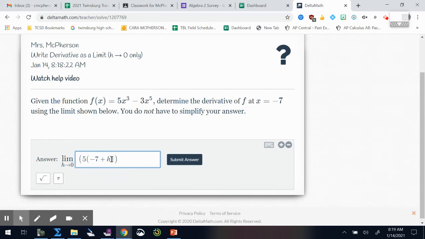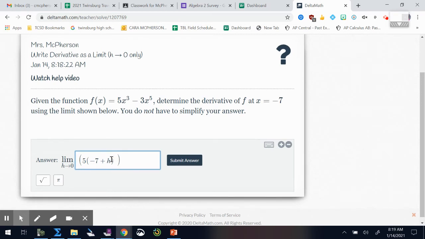If you don't know how to do an exponent on Delta Math, you can hit second and the 6 button. It'll put that little caret up there, cubed. And then minus 3. And instead of x, we're going to put -7 plus h. And that is going to be to the 5th power. So we're going to do second 6, 5th power. And then we're going to do minus the original function, putting -7 in.